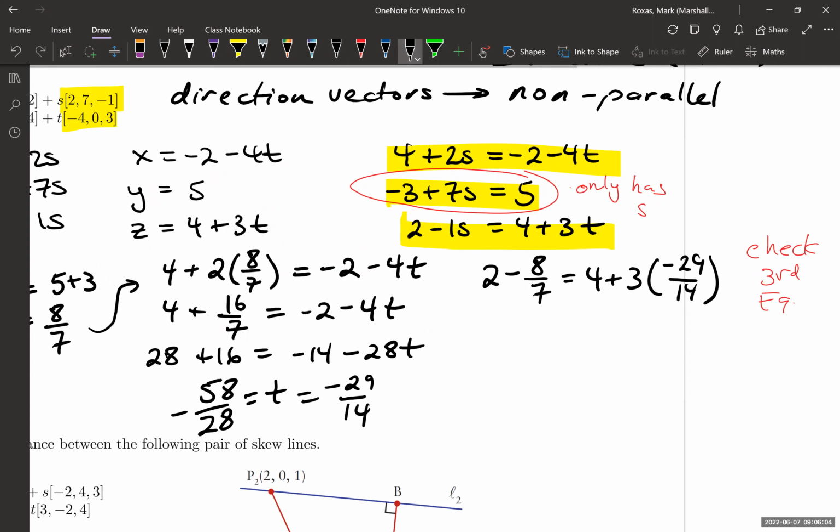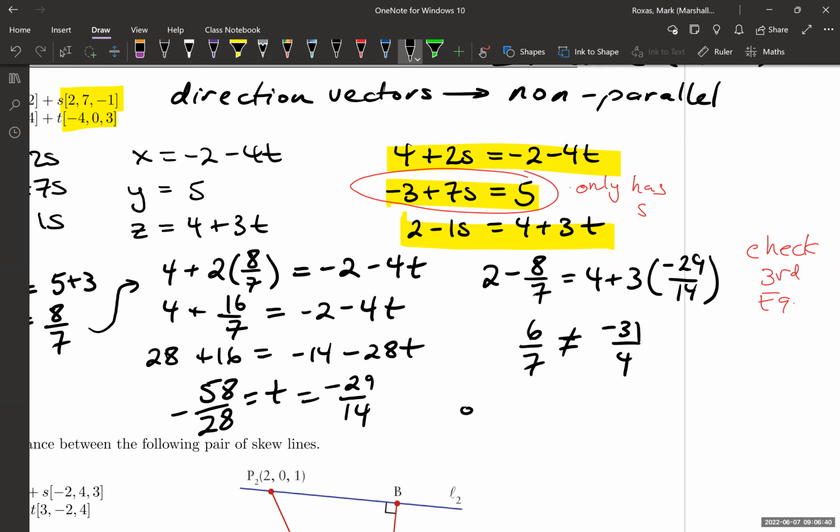Okay. 2 minus 8 over 7 is 14 minus 8 is 6, 6 over 7. So the left side is 6 over 7. On the right side, I've got a whole mess there. It doesn't look like it's going to be 6 over 7. Negative 31 over 4. So they're not equal. Okay. So if I take an s and a t and I put them into the third equation, it doesn't work out. Then the conclusion is that there's no point of intersection.